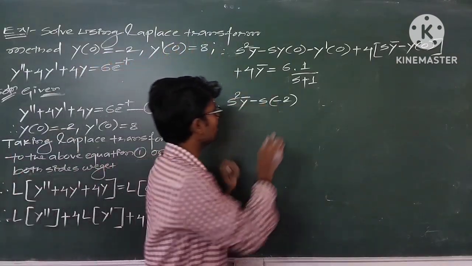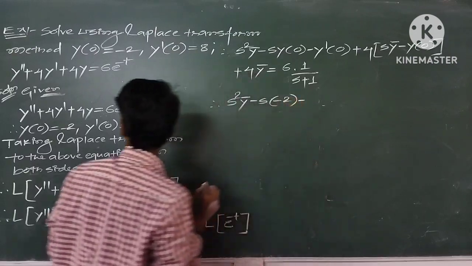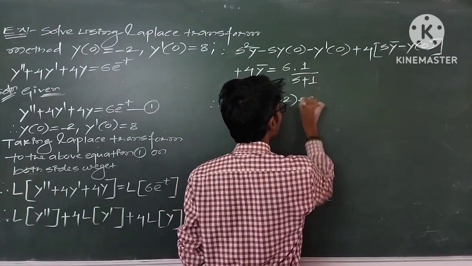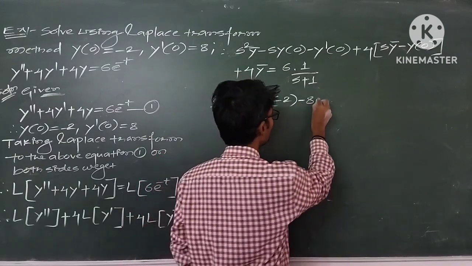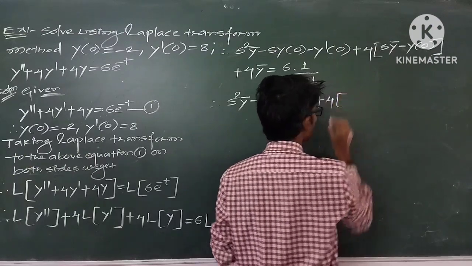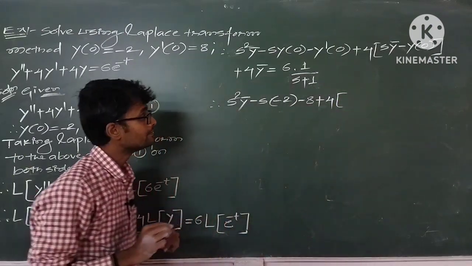That value is substituted here, minus y dash of 0. So y dash of 0 is 8, and in place of y dash of 0 you write 8, plus 4 as it is. Next after that we are having s of y bar.